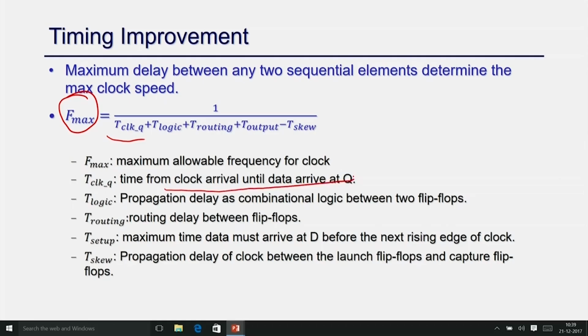So, in your design maybe the clock arrives, but the data is still not computed, right. So, you need some extra time. That is called clock arrival until data arrives, the clock to Q, and then logic. Logic is the computational delay, the logic delay between two flip flops, and then the routing delay.